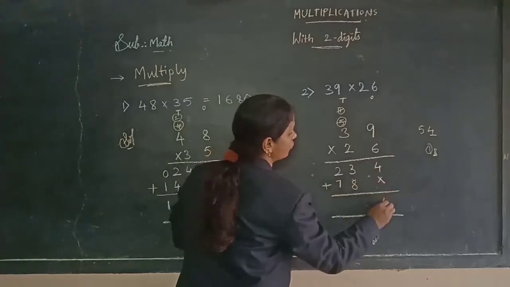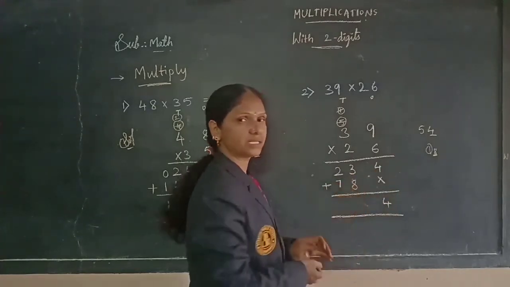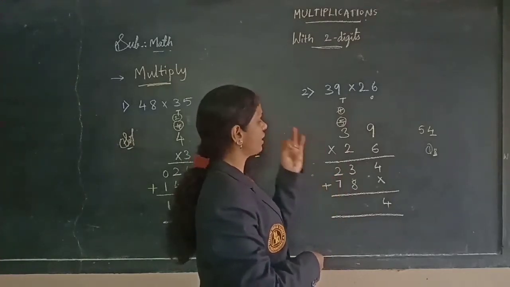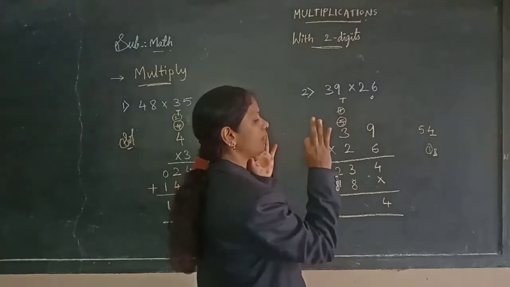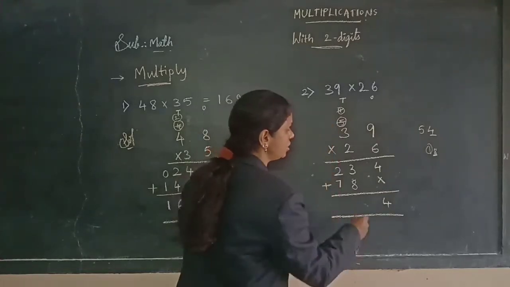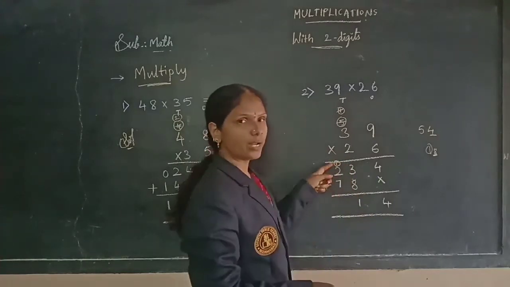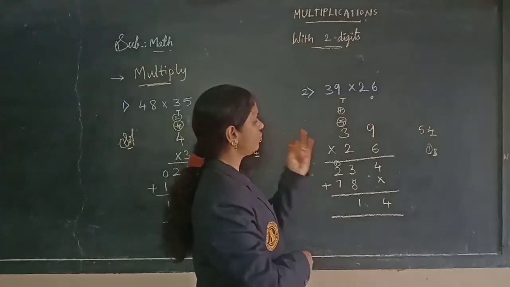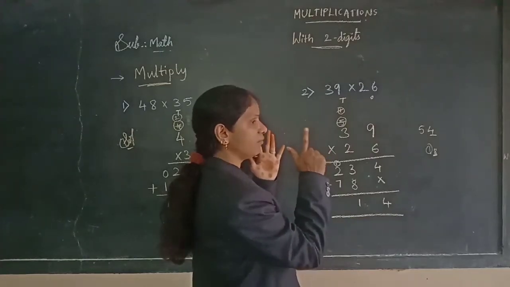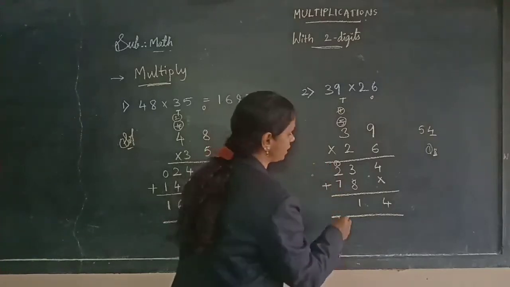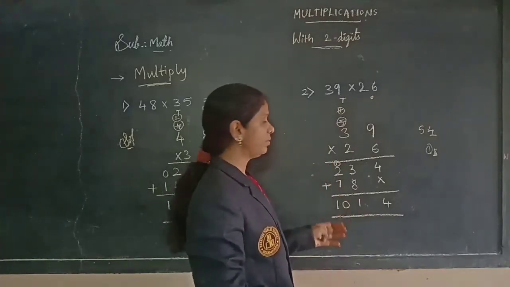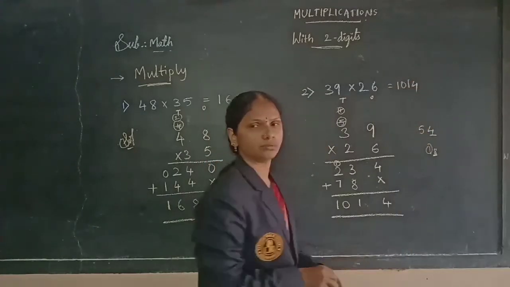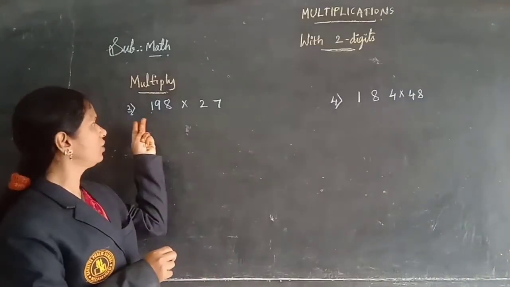Okay, now 4. Next 3 plus 8. 3 after we need to add 8: 4, 5, 6, 7, 8, 9, 10, 11. When we are adding here, we are getting 11, children. So 1 here, 1 carry. Now 1 plus 2, nothing but 3. 3 after again 7: 4, 5, 6, 7, 8, 9, 10. When I am adding 3 and 7, I am getting 10. So what will be the total answer here? 1014 is the answer.